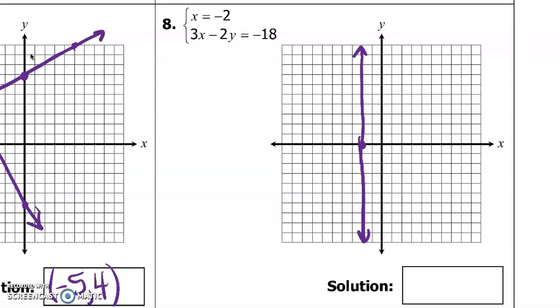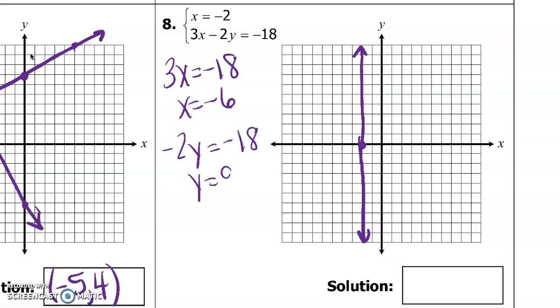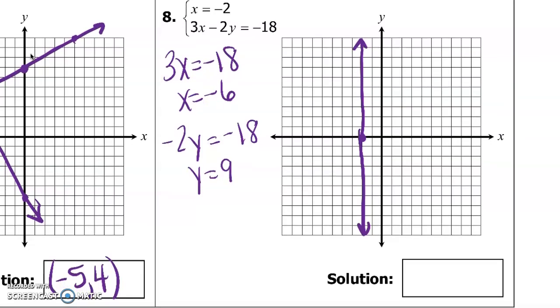You can use intercepts for the bottom one. So if I cover up the y, it would say 3x equals negative 18. So I divide and get x equals negative 6. If I cover up the x, it says negative 2y equals negative 18. So y would equal positive 9. So x equals negative 6. y equals positive 9. The only bad part about that one is it's going to be hard to tell where exactly it crosses, so you might want to solve it instead.